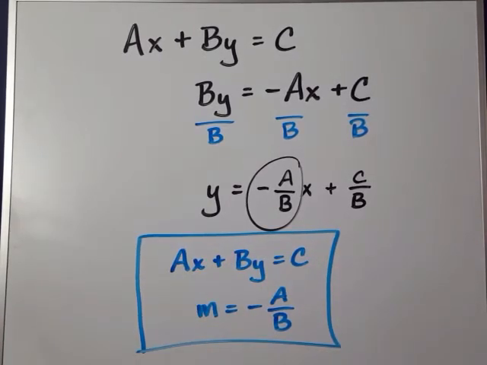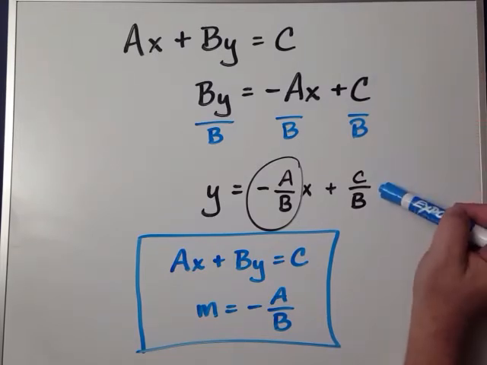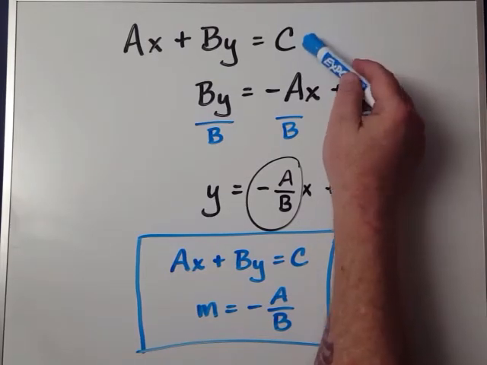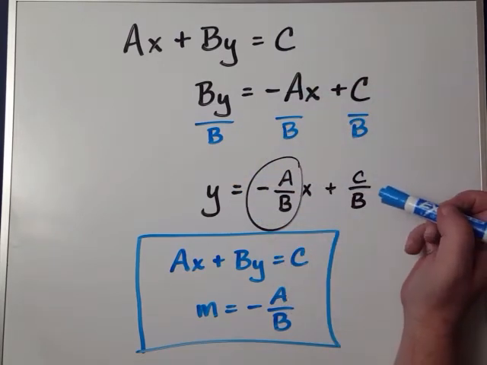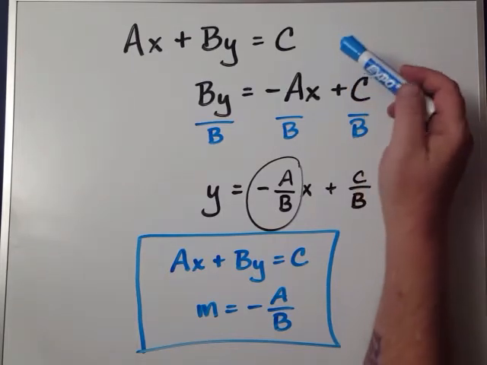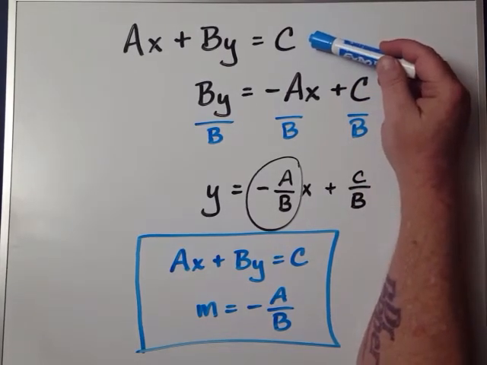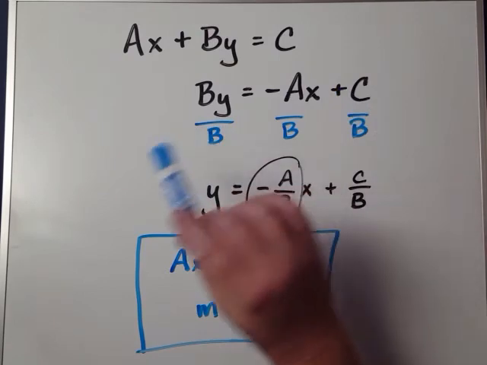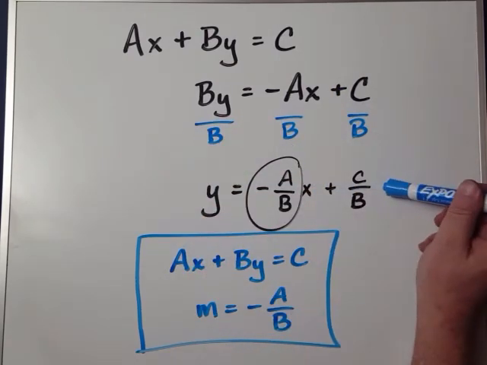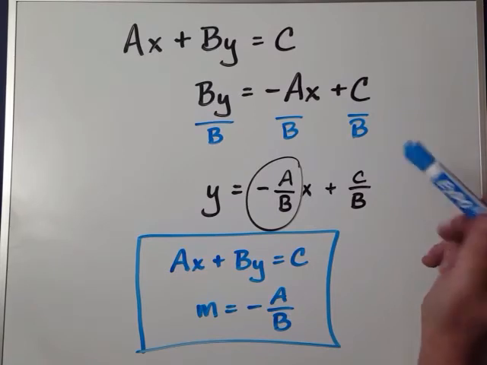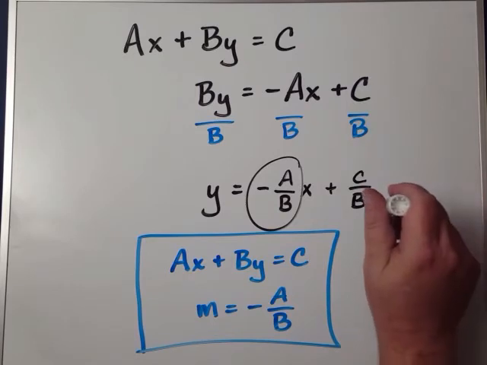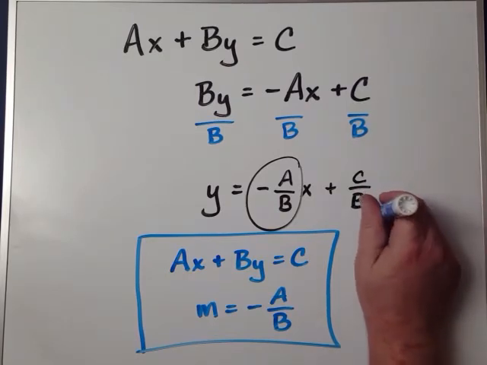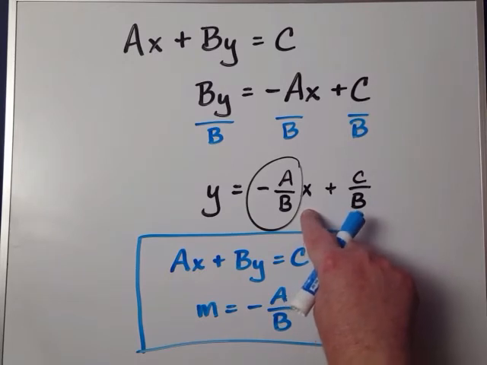That's handy. Understand what I just did here and the power of mathematics. I solved this generic equation in two variables for y. In other words, I have solved all infinitely many possible equations, linear in two variables, given in standard form, for y. And I have found once and for all what that slope's going to be.